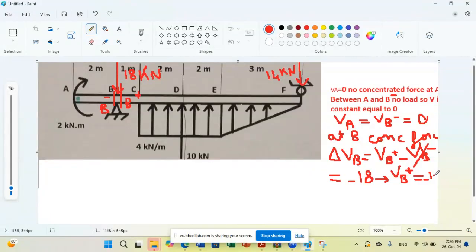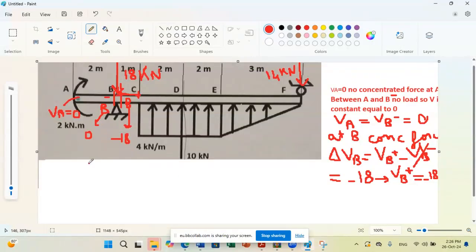And now if you want to annotate together to not forget these values, we have VA equals 0, VB minus equals 0, and VB plus equals minus 18. Okay? Now, from B to C, no load.